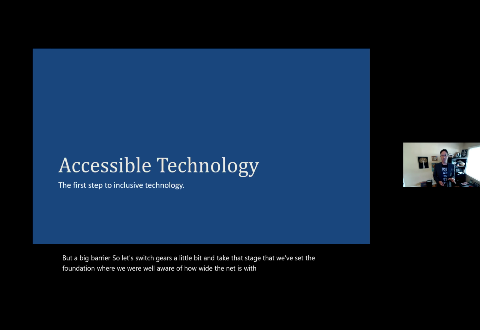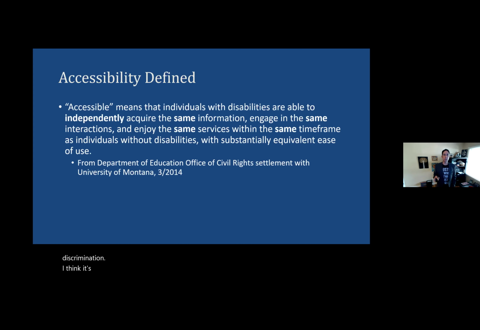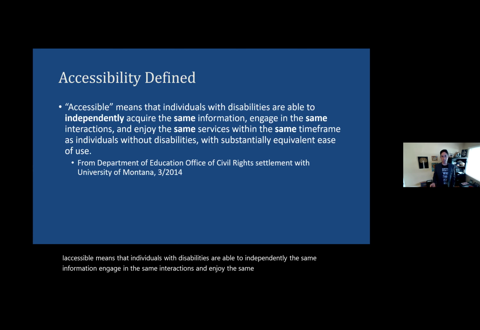Now, let's start to talk about accessible technology. I'm going to begin with a definition that's actually been used in a lot of settlement agreements that have been reached between higher education institutions or public schools or agencies and folks who have alleged digital discrimination. And I think it's an insightful and helpful definition. Accessible means that individuals with disabilities are able to independently acquire the same information, engage in the same interactions, and enjoy the same services within the same time frame as individuals without disabilities with substantially equivalent ease of use.